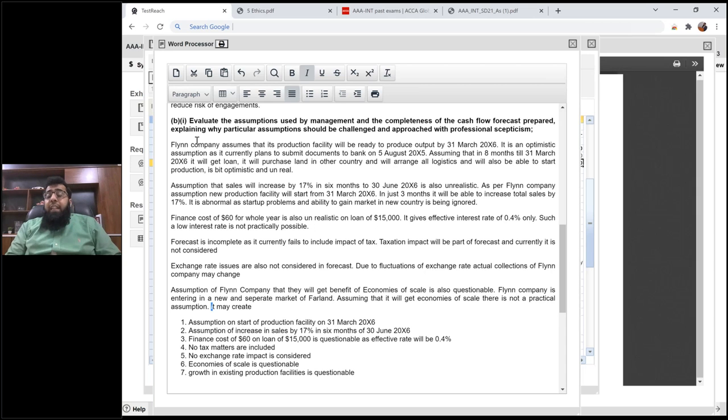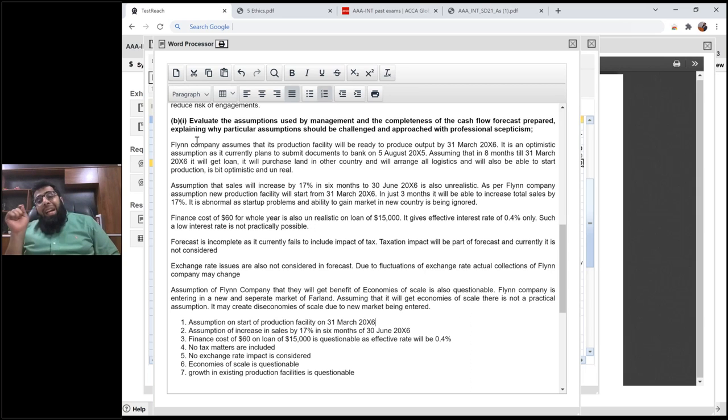If you would have said diseconomies of scale, I would have agreed. Because when you go to a new market, your focus gets diverted. It may get diseconomies of scale due to the new market being entered.